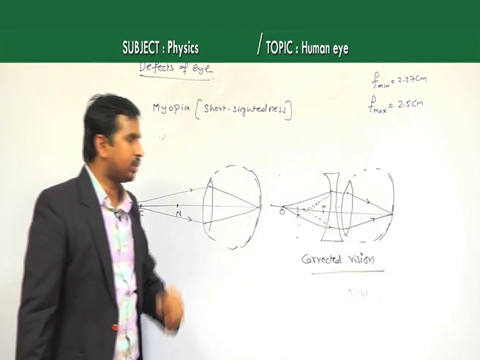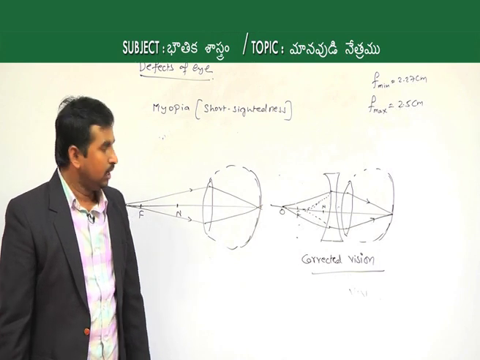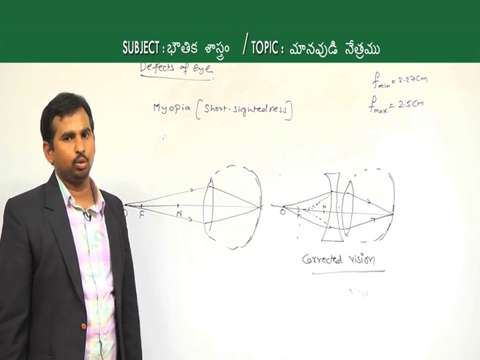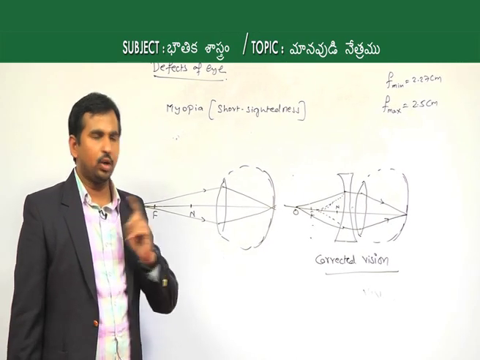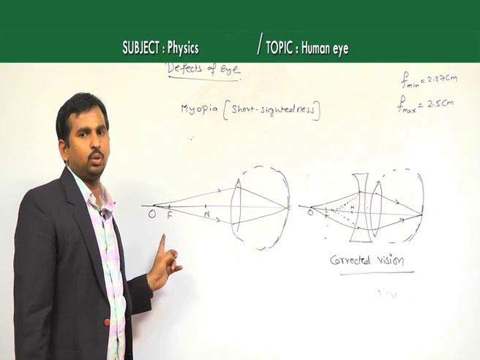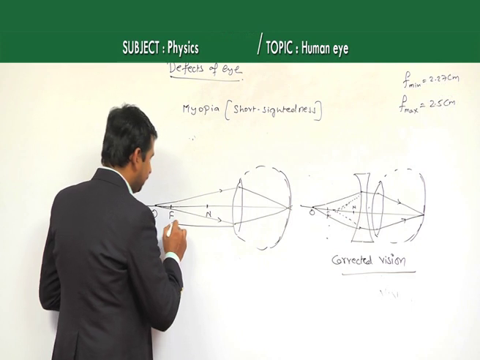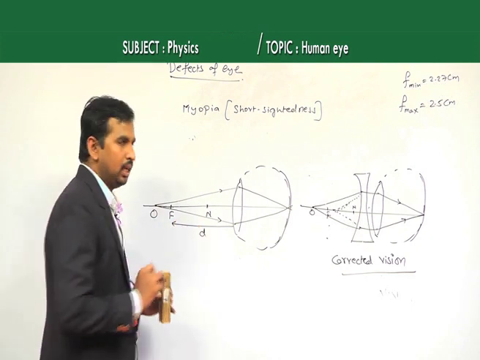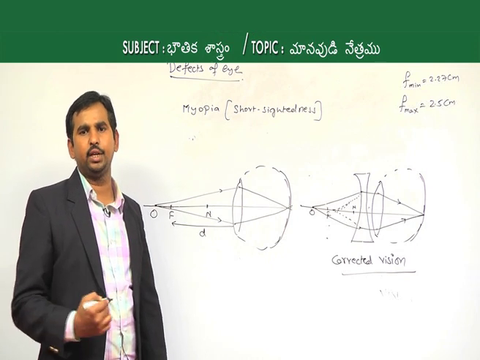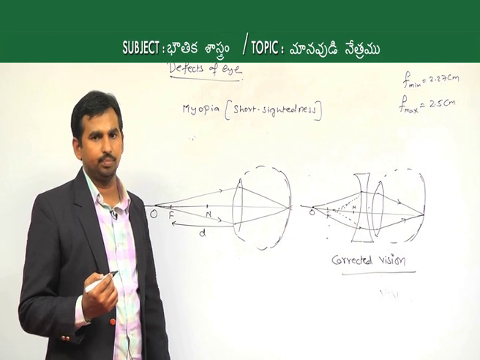Okay. So, this is the corrected vision for myopia. Then what is the required focal length for that concave lens, that we have to find here. We already know that we do not have any problem once the object is up to f here. Let it be that distance is d. D is the distance where the myopia defected eye can see very clearly.